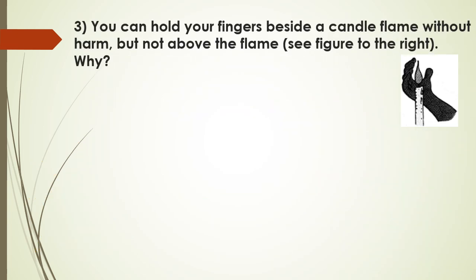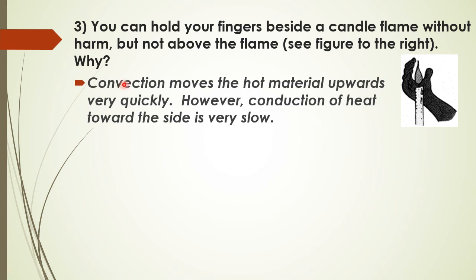Question number 3: you can hold your fingers beside a candle flame without harm, but not above the flame. See the figure to the right. So why is that? Well, convection moves hot material upward. The convection of the heat will rise pretty quickly, but conduction to the side does not move very quickly. So there is heat that comes off the side, but it's not as fast as the convection going upward. Again, the heat going up is by convection, and the heat going to the side is by conduction.